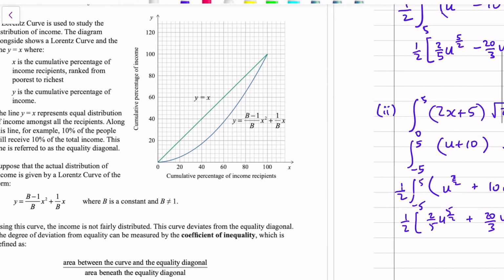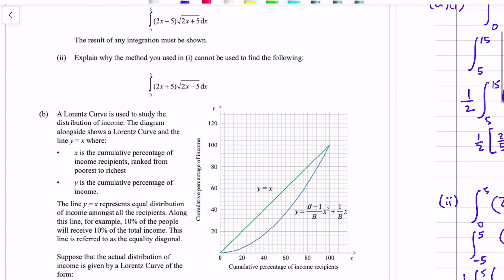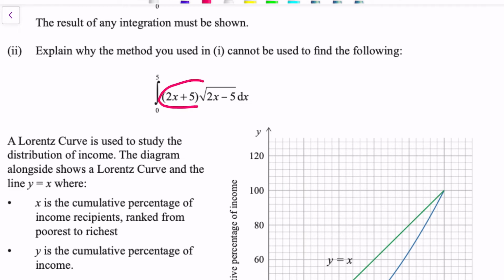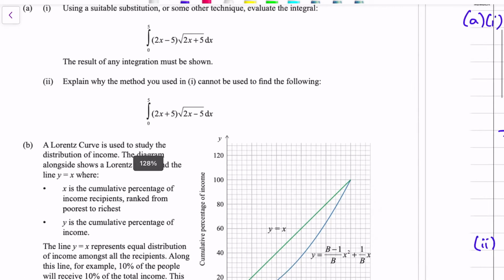We need to go back to the original question and ask, why is that happening? And it's simply, if you look at the graph of this, it's not defined for any x value less than 5 over 2 or 2.5. So the interval that we're integrating over includes values where the integral is not defined.